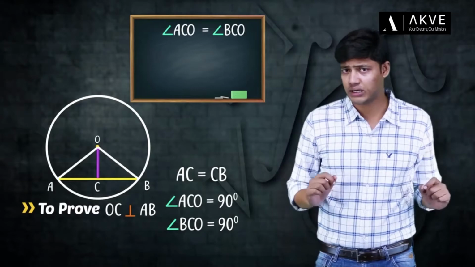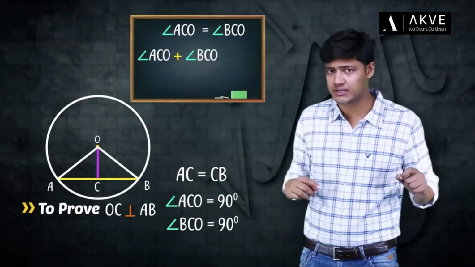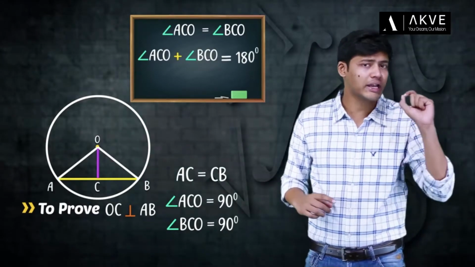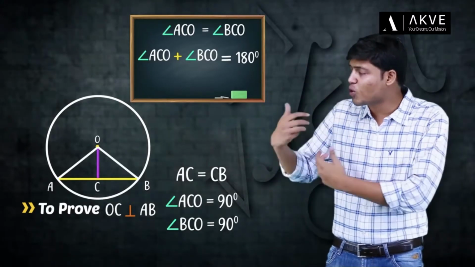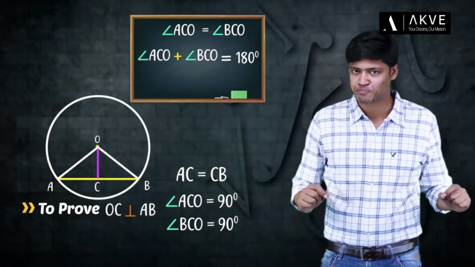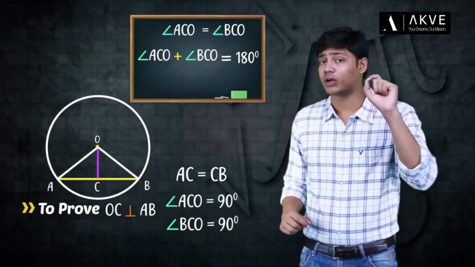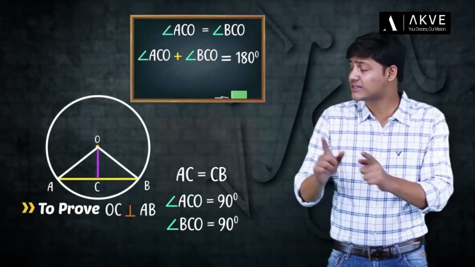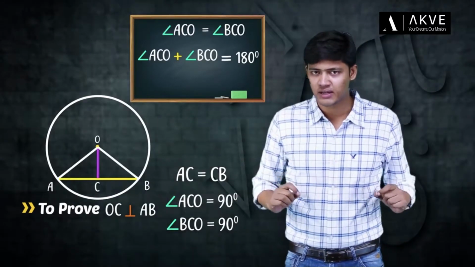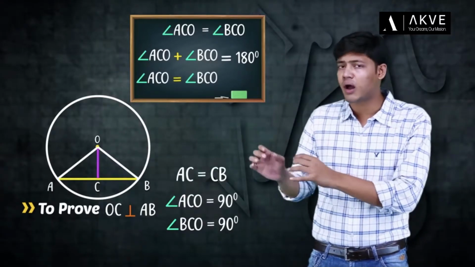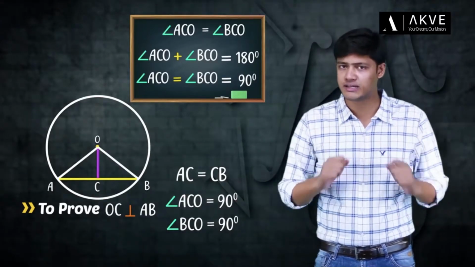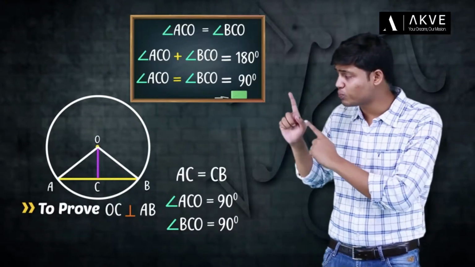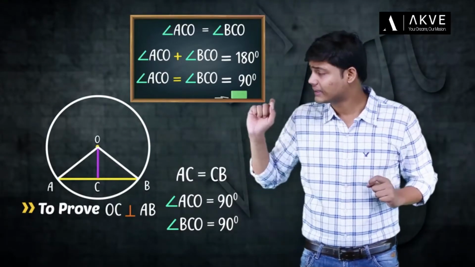And we know that the sum of both these angles is equal to 180 degrees since both of them form a linear pair. If both of these angles are equal and if their sum is equal to 180 degrees, then each of them must be equal to 90 degrees, and that is what we have to prove in this theorem.